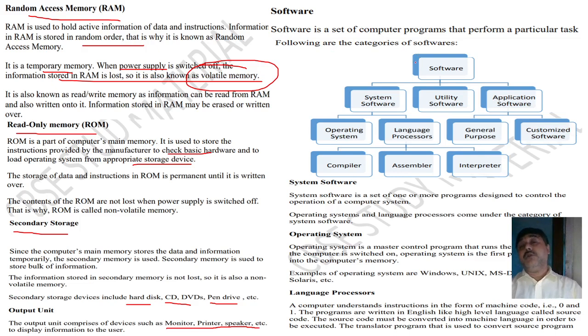Software. Now let us see about the software. Software is divided basically into how many parts? Three parts. What are they? System software, utility software, and application software. System software is again divided into two parts: operating system and language processor. The language processor is again divided into three parts: compiler, assembler, and interpreter.